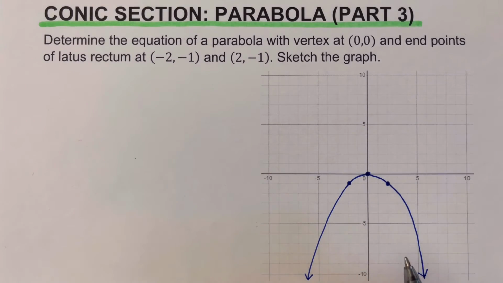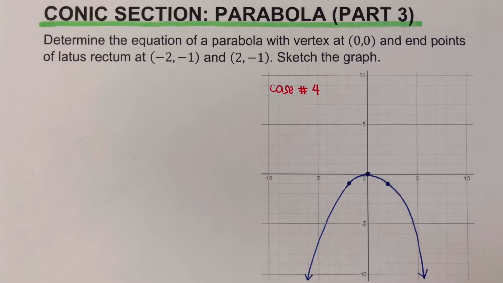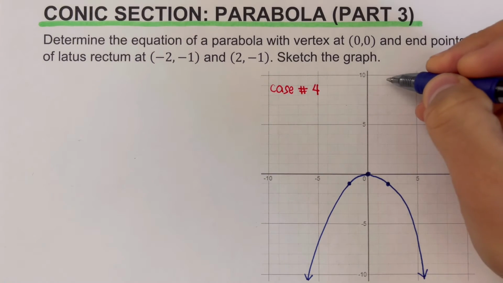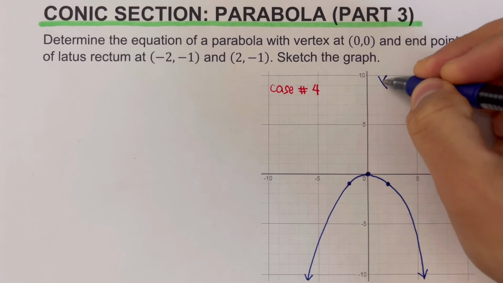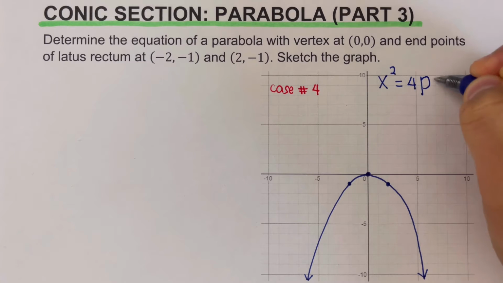So this is the graph of this problem right here. Now, looking at this graph, we can tell that this is case 4 since the graph is facing downward. So I'm going to go ahead and label that up here. If this problem is case 4, we can say that the general equation for case 4 is x squared is equal to 4py.